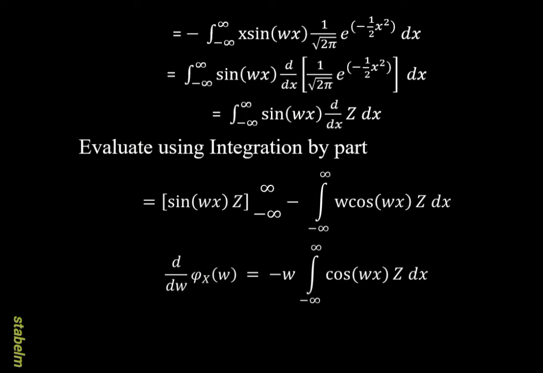So now we have two results already. We have the result I circled the other time for phi subscript x of w, which is the integral of cos(wx) multiplied by z dx, but without a minus w here. And for the derivative of this characteristic function, we have minus w times the integral of cos(wx) multiplied by z dx.